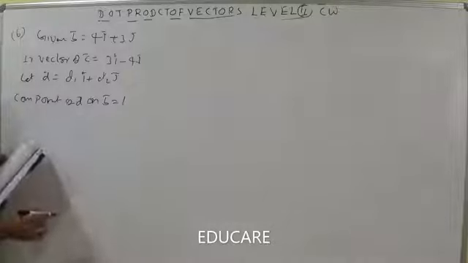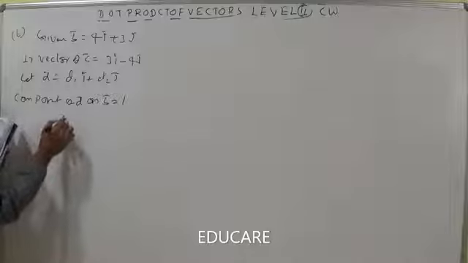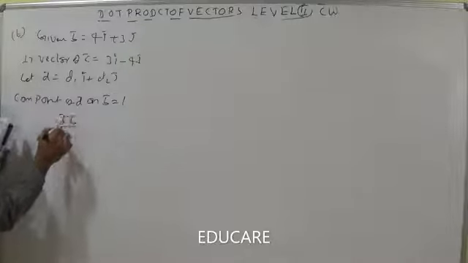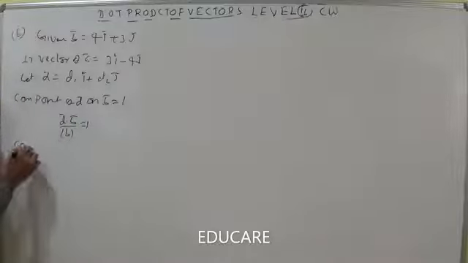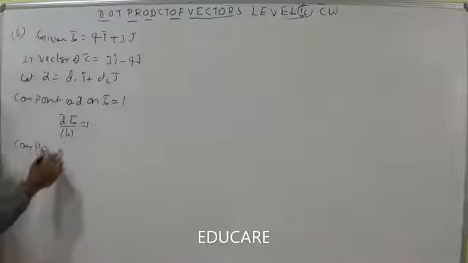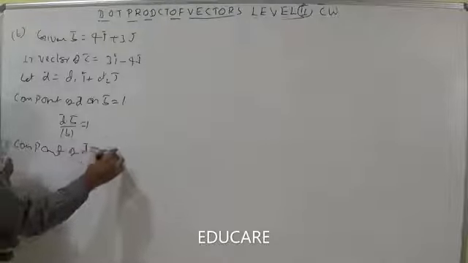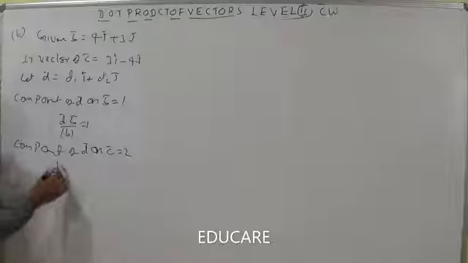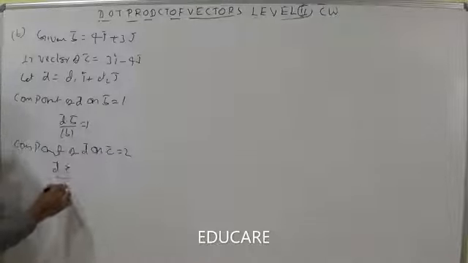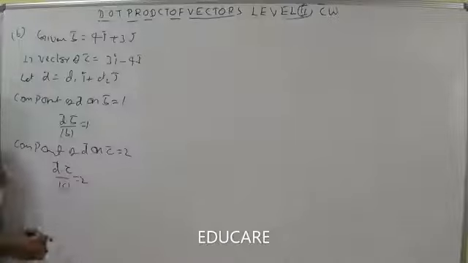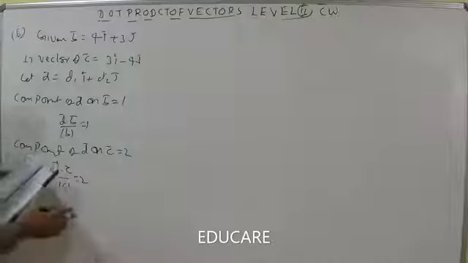1 is given. So D bar dot B bar by modulus of B bar is equal to 1. Next, the component of D bar on C bar is equal to 2, so D bar dot C bar by modulus of C bar is equal to 2. Using the data, we can calculate the vector.